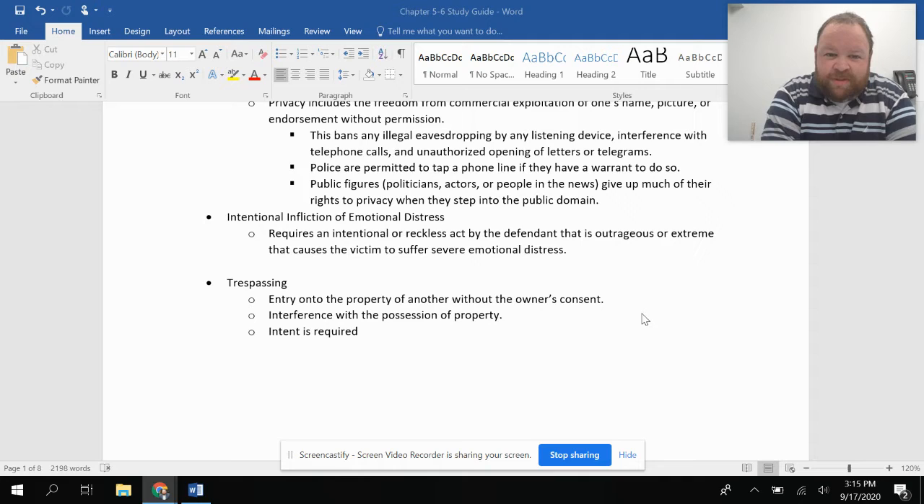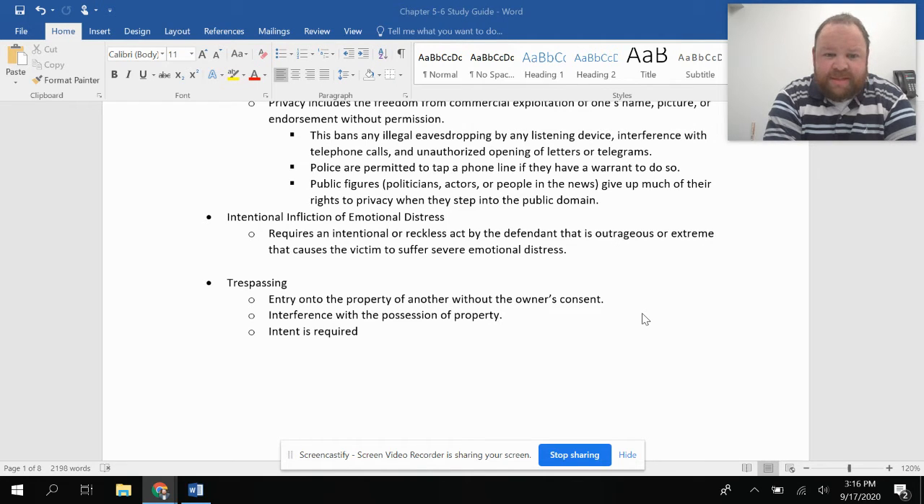So the intentional infliction of emotional distress, this is the one that requires an intentional or reckless act by the defendant so outrageous or extreme it causes suffering of emotional distress. Remember, this was the story I told about the lady in California who was walking her dog and someone came out with a baseball bat and beat it to death. So this lady sued and got $50,000, and the reason she got that money was the intentional infliction of emotional distress. Sad story. Obviously that's pretty upsetting. So she probably deserved the money, but is $50,000 really going to make up for your dog? Probably not.